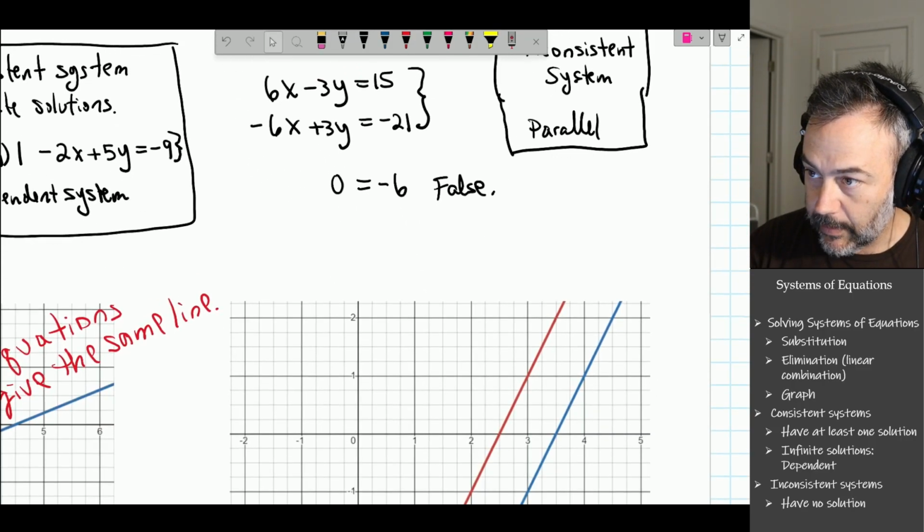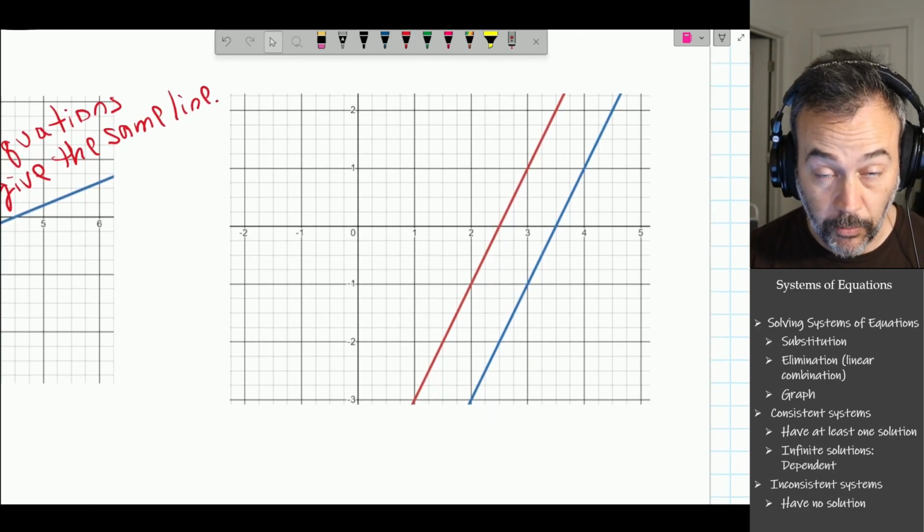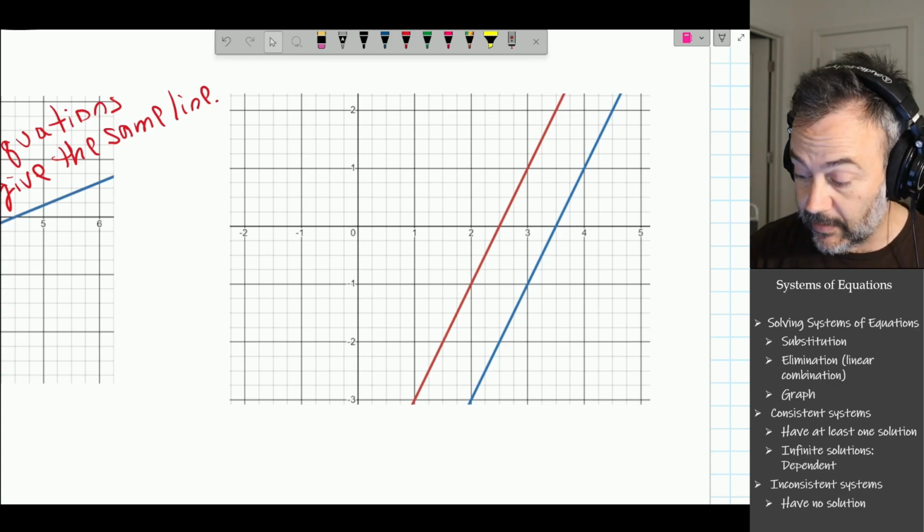And if we look at the lines down below, you will see that the two lines are parallel. They in fact have the same slope, but they are distinct lines.